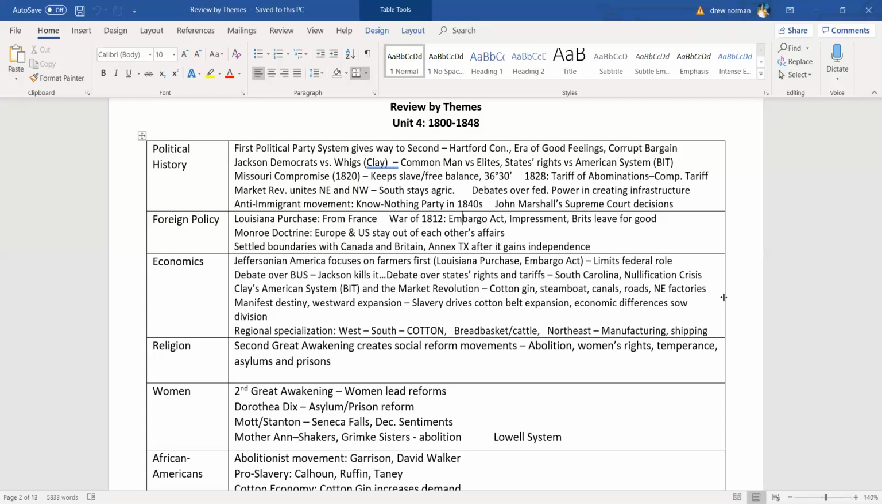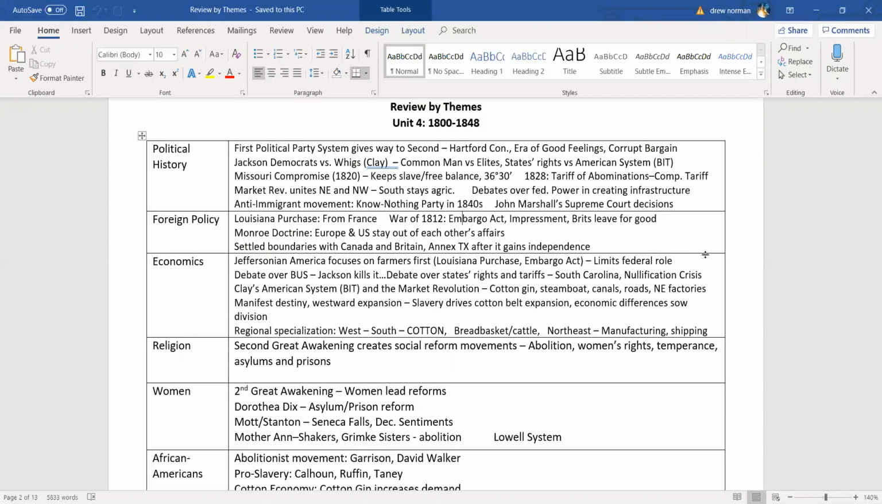So as the Federalists die following the Hartford Convention, we only have one political party system from 1816 to 1824. And that's why this is called the Era of Good Feelings. The Era of Good Feelings is where Democratic Republicans continue to control the White House and all of Congress. Nearly every politician nationally would have considered himself a Democratic Republican. So when does this era of one party end? It ends with the corrupt bargain.